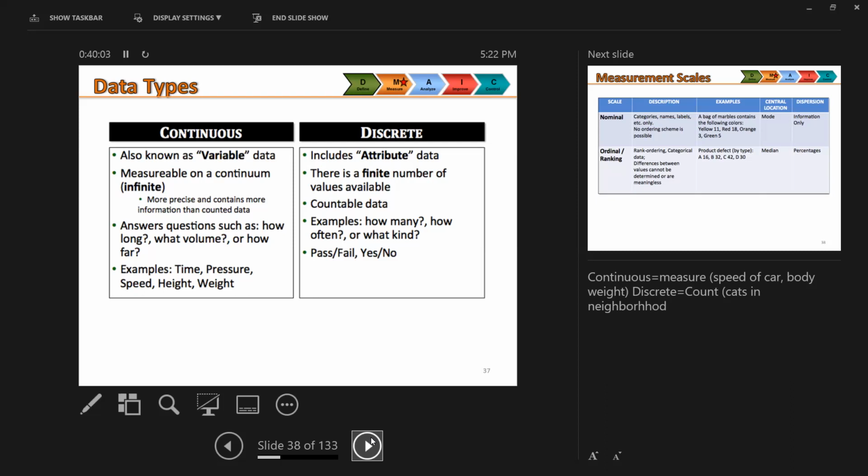An example of discrete data would be how many cats are in the neighborhood. Well, I can go out and see and count them. I'm not going to measure that, right? The other thing that might be discrete, especially if I'm doing a survey, is maybe pass, fail, yes, no, that kind of thing. So continuous, I can measure it. Discrete is about counting. If you just remember that concept as we move forward, I think it'll be very, very clear. Continuous, I can measure. Discrete, I count.